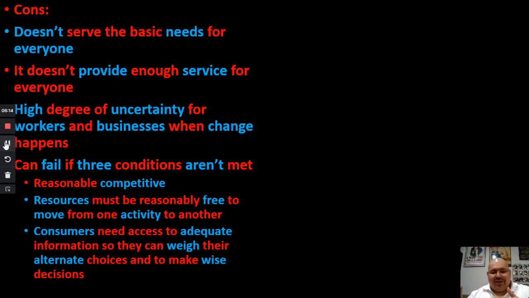Now let's look at the bad things. First thing is it doesn't serve the basic needs for everyone. If you remember from the last lesson, your basic needs are three things. Only three things: food and water, shelter, clothing. The basics of those three things. That's all you really need.